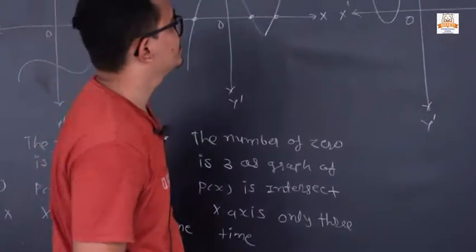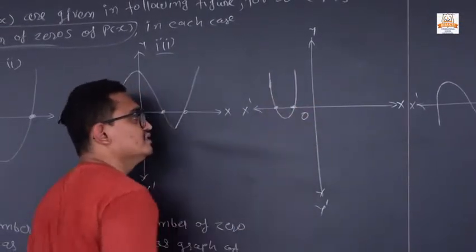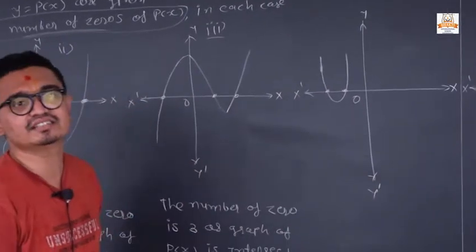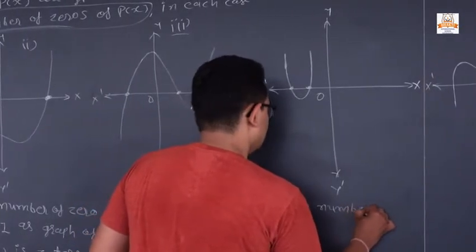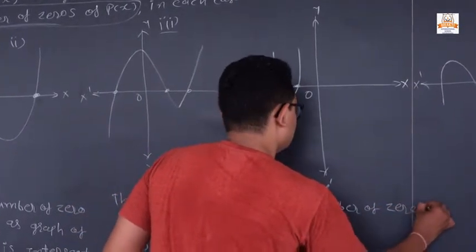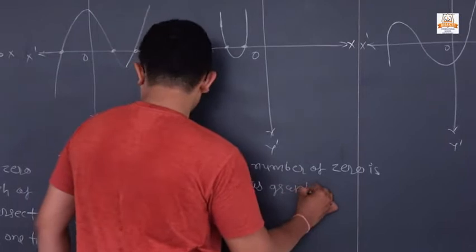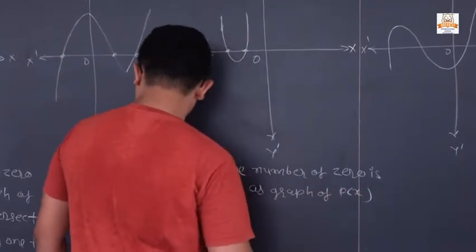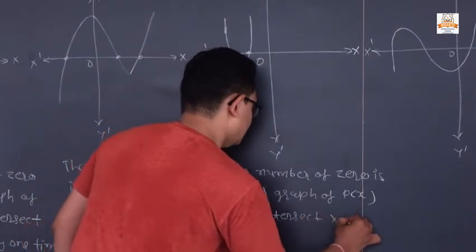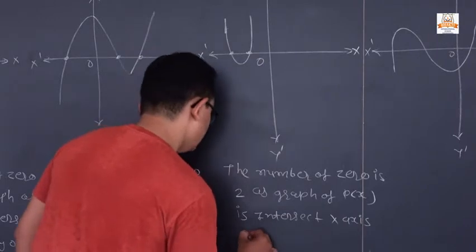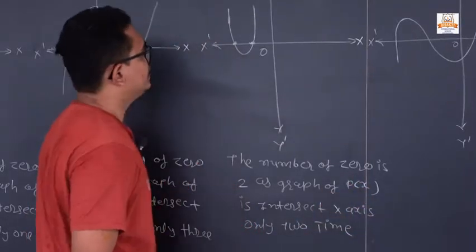Now next. Here see that the graph is cutting the x-axis how many times? 2 times. So the number of zeros is 2. Once again we can write like that: the number of zeros is 2, as the graph of p of x intersects the x-axis only 2 times. So it is easy.